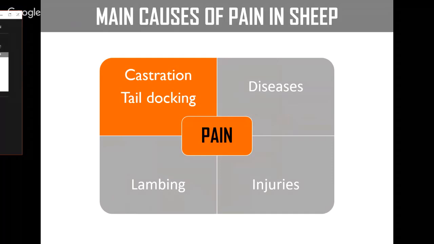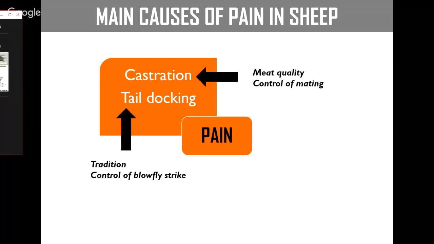Now, castration and tail docking are done for different reasons. In the particular case of castration, it is to improve meat quality, and this depends very much, of course, on the age at which male lambs are slaughtered. Another reason for castration is the control of mating and the reduction of aggressive behavior. Now, for tail docking, I think it is fair to say that still today, in many places, tail docking is done out of tradition. But beyond this, the main reason for tail docking is to control blowfly strike.